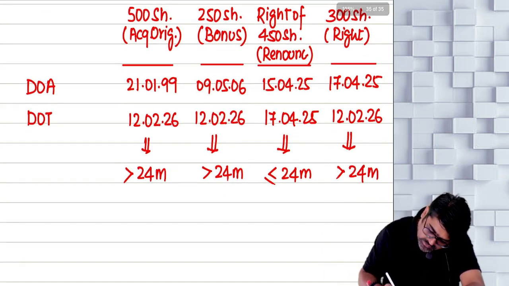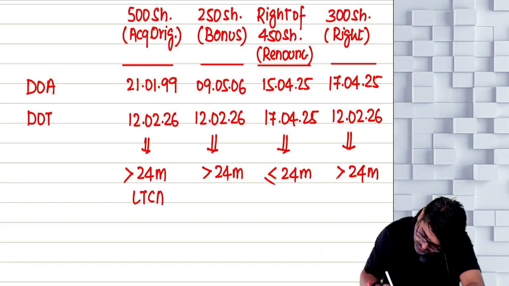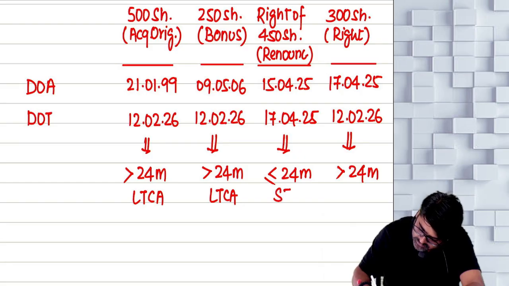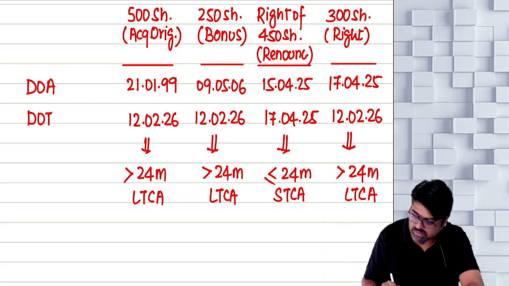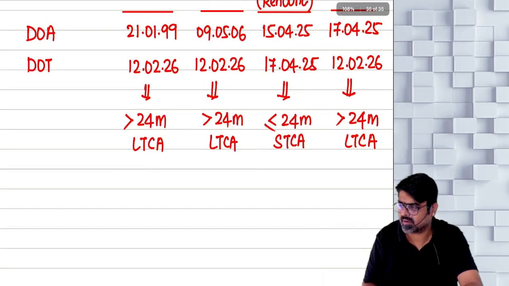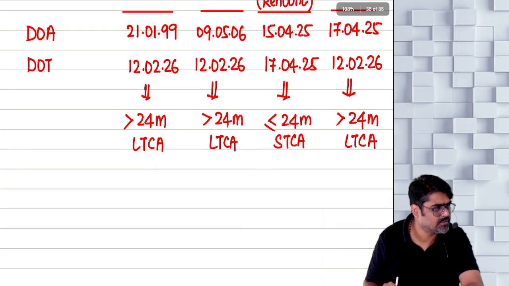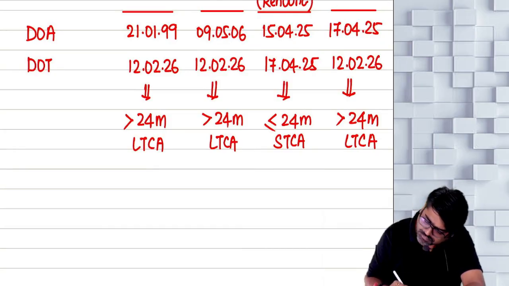Now, this is long-term capital asset. This is also long-term capital asset. This is short-term capital asset. And this is long-term capital asset. Understanding? Now here I have to calculate the capital gains. Okay? Pay attention.